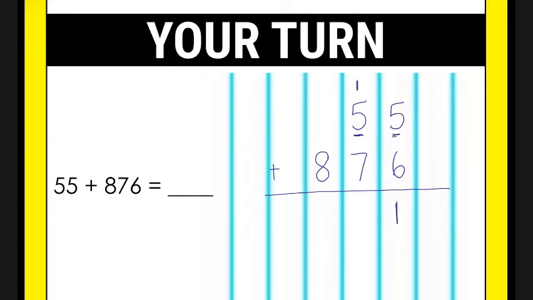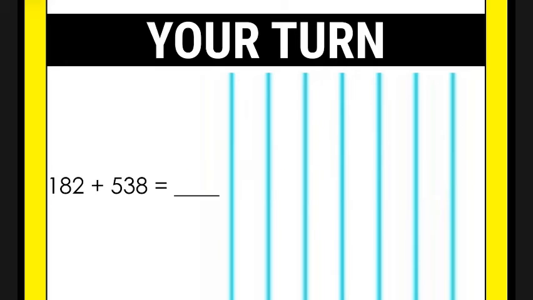You should have gotten 13, so we have our 3 in our tens, and then we're going to regroup our 100 over into the hundreds. Now we're going to add our hundreds. So we have 100 plus 800, 1 plus 8. Go ahead and write your answer. It should be 9. So 55 plus 876 equals 931.